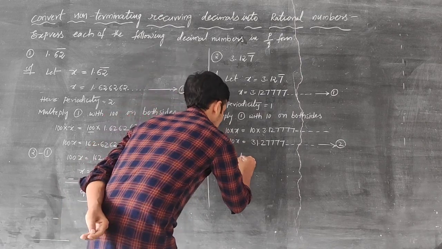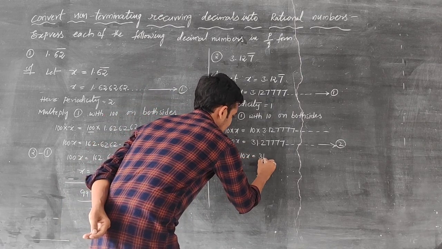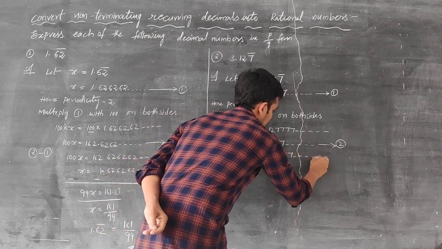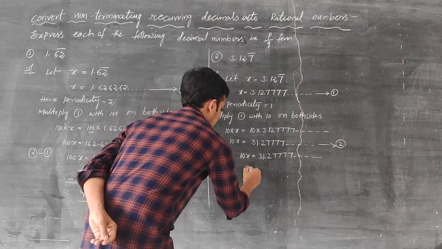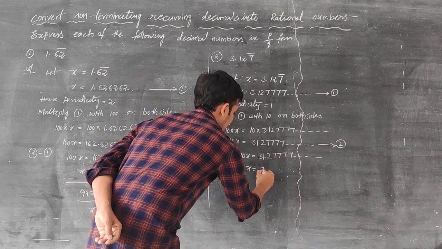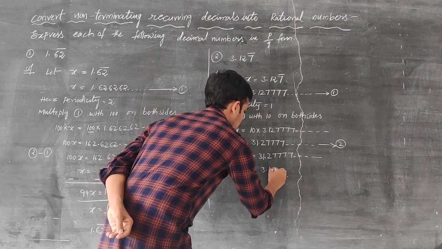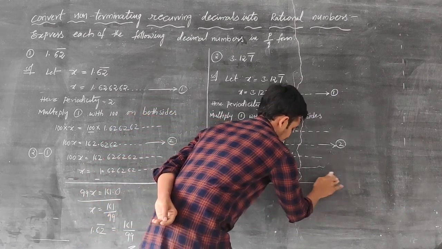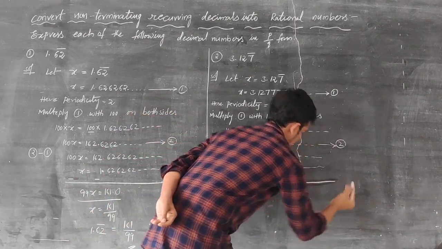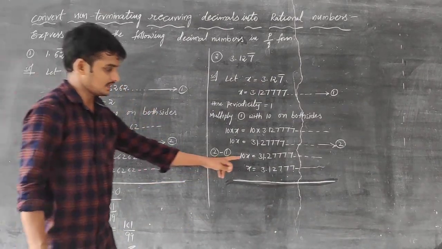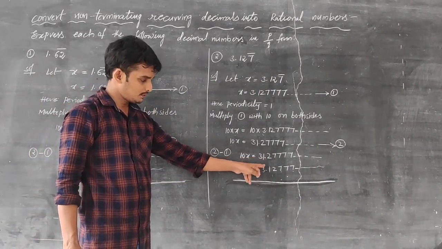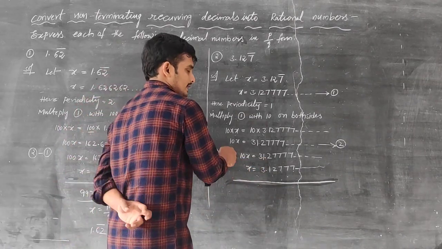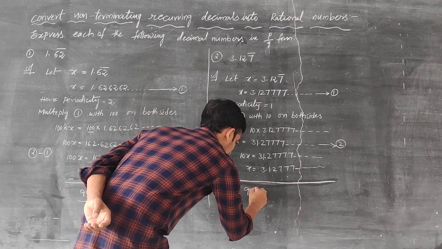So now we can do equation 2 minus equation 1. What is equation 2? 10x is equal to 31.27777 and so on. The first equation is x is equal to 3.12777 and so on. Be careful, students. That is the first equation and this is the second. This is 31 point, this is 3 point, so decimal points must be in equal places. Now we can do 10x minus x is equal to 9x.